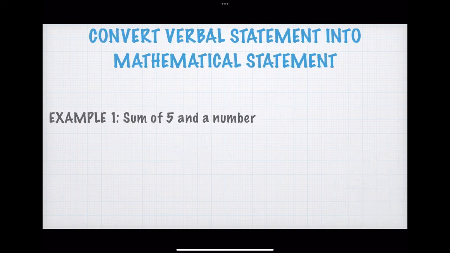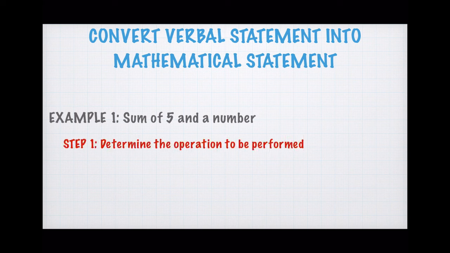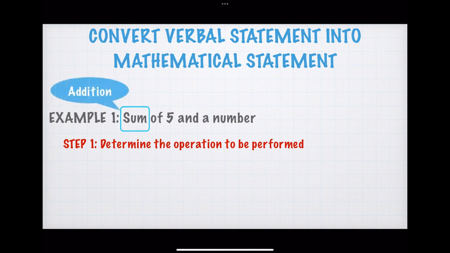Here is a problem written in the form of a verbal statement. Our task is to convert this verbal statement into a mathematical statement. Step 1 is to determine the operation to be performed. If you read the statement carefully, you will identify a keyword which is sum. And we all know that sum represents addition. So in this problem, we must perform addition operation.